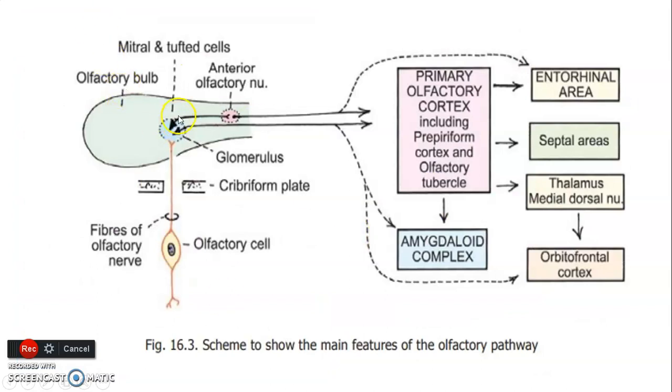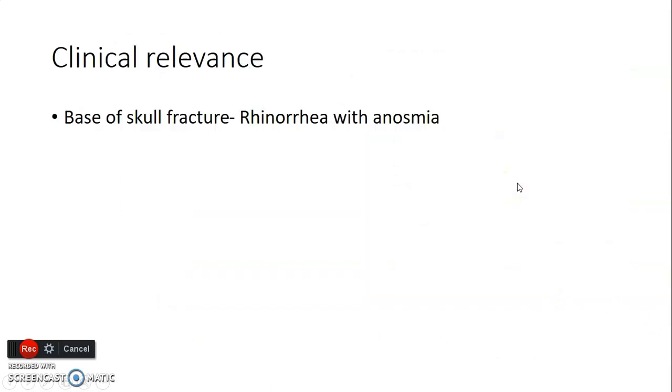So from the bulb, you have your tract. Then the tract can project into the primary olfactory cortex, which is the piriform cortex, into the entorhinal area, the septal area, the mediodorsal nucleus of thalamus. You can go to the orbitofrontal cortex, the amygdaloid complex. So the olfactory pathway projects into many parts of the cerebral cortex. Okay, and that's very important.